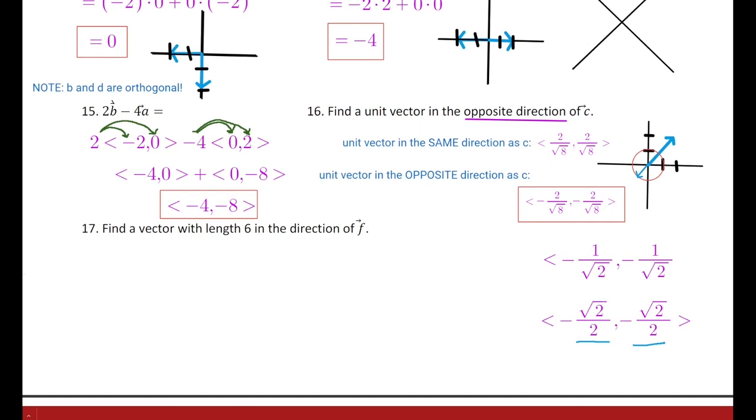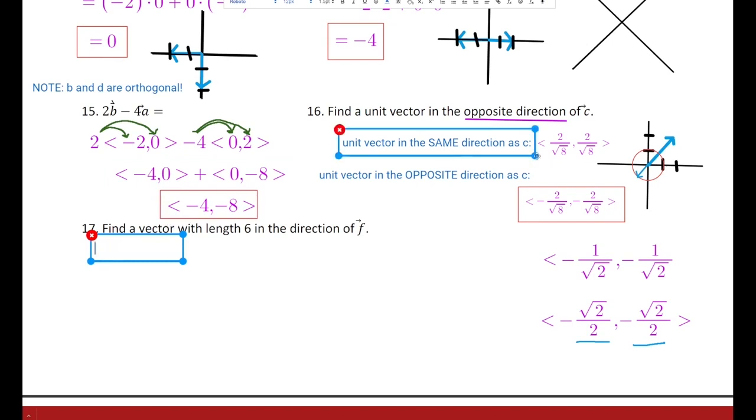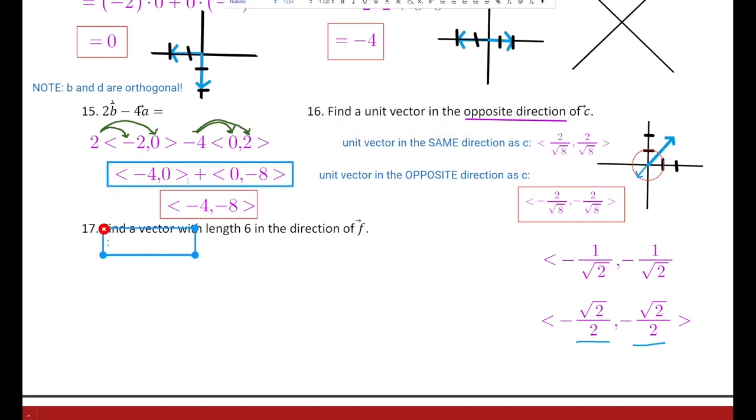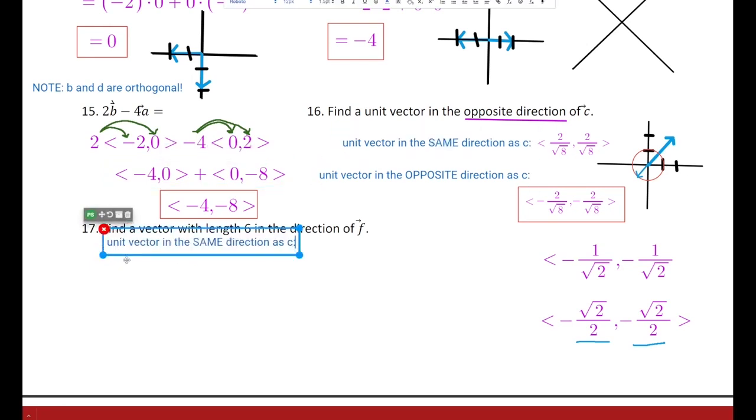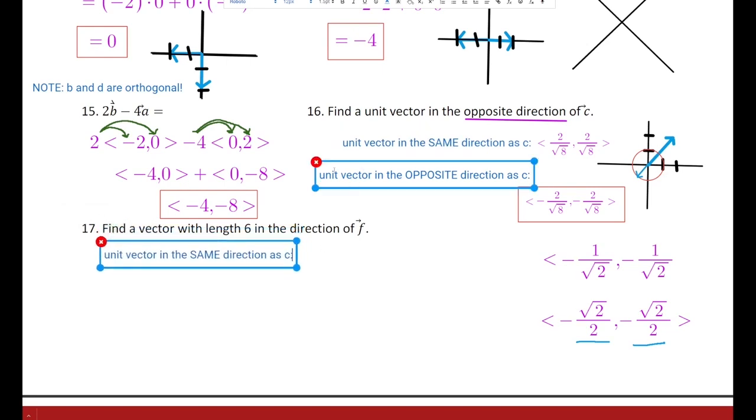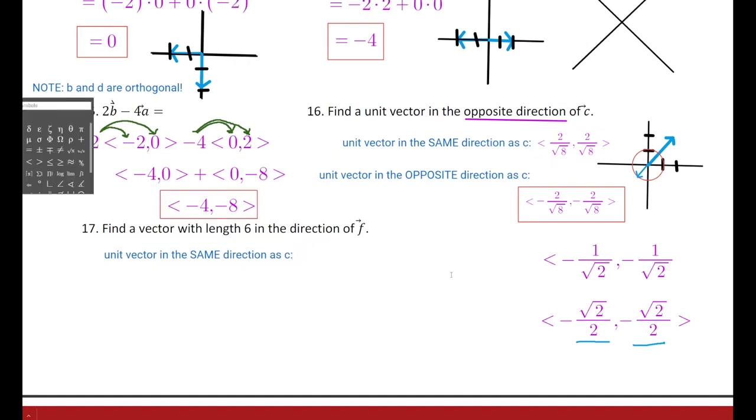For number 17, it says find a vector with length 6 in the direction of f. So to answer a question like this, first we're going to find a unit vector in the same direction as f. And we already know how to find a unit vector in the same direction as a given vector. We just divide the vector by its magnitude.